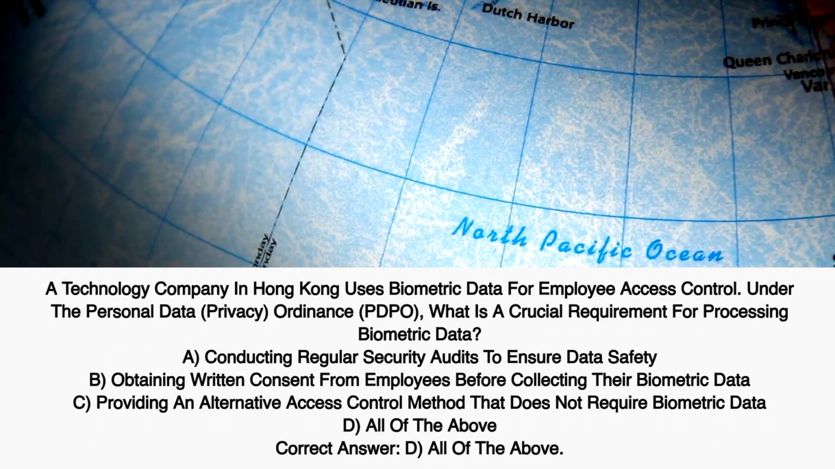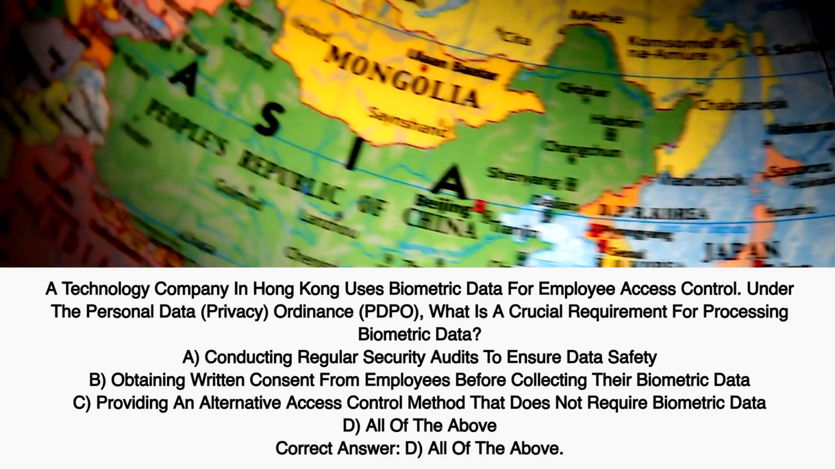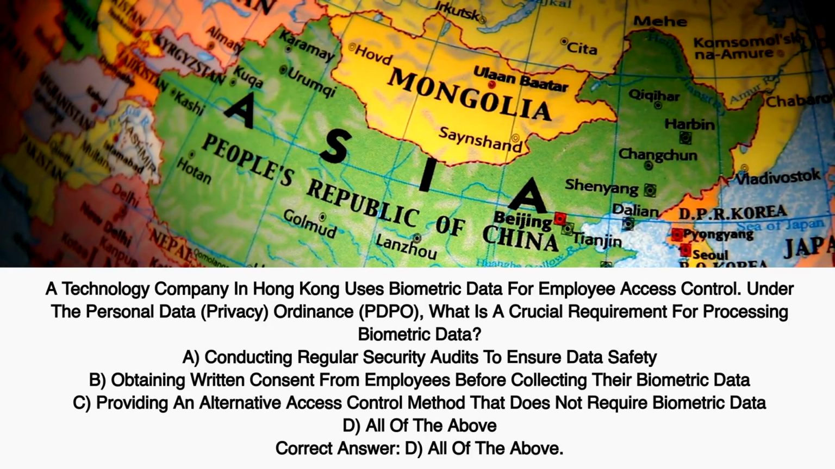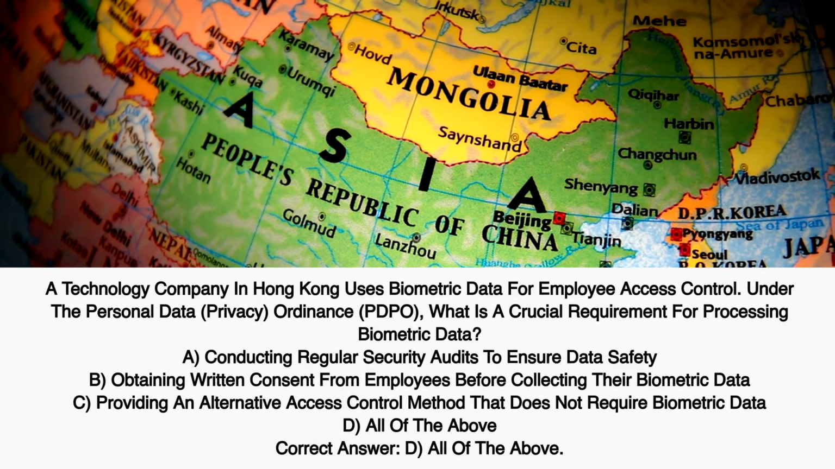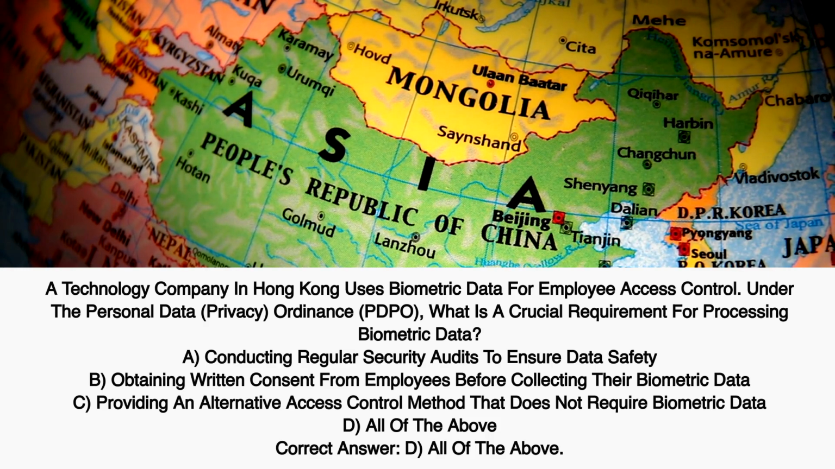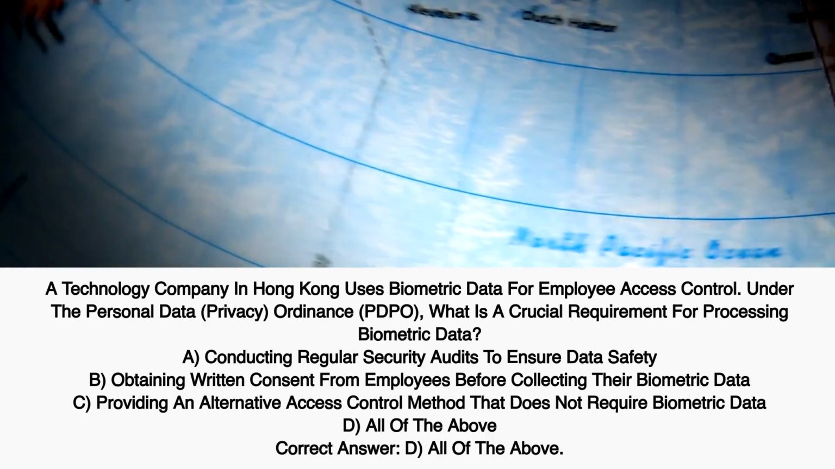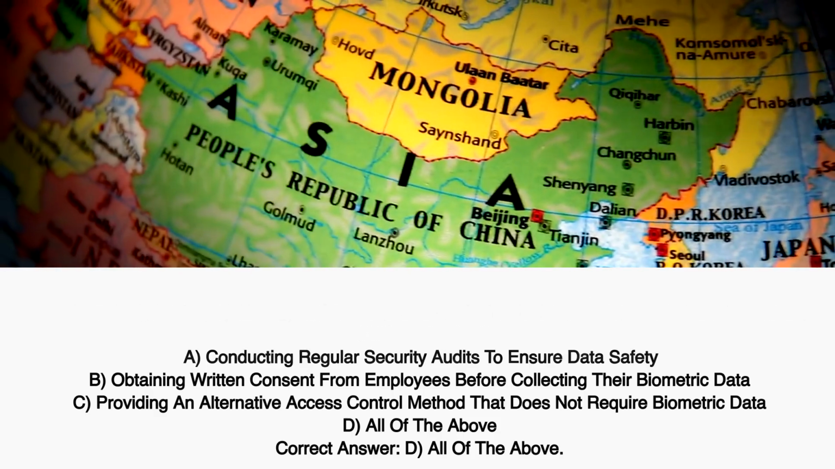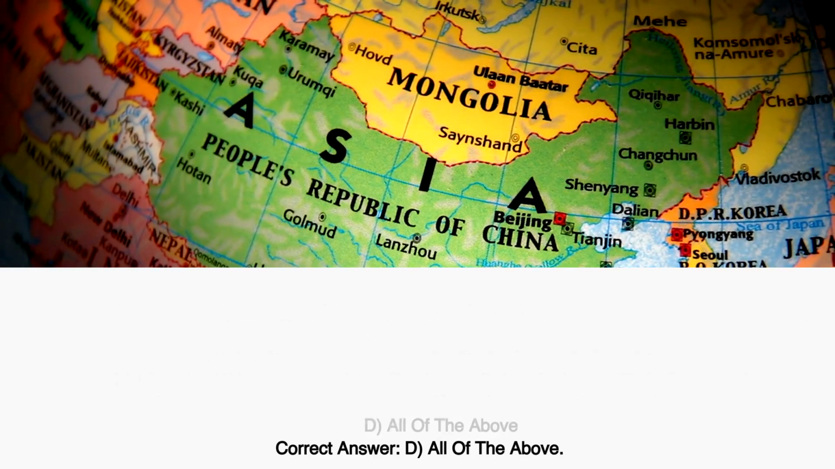A technology company in Hong Kong uses biometric data for employee access control. Under the Personal Data Privacy Ordinance, PDPO, what is a crucial requirement for processing biometric data? A. Conducting regular security audits to ensure data safety. B. Obtaining written consent from employees before collecting their biometric data. C. Providing an alternative access control method that does not require biometric data. D. All of the above. Correct answer. D. All of the above.